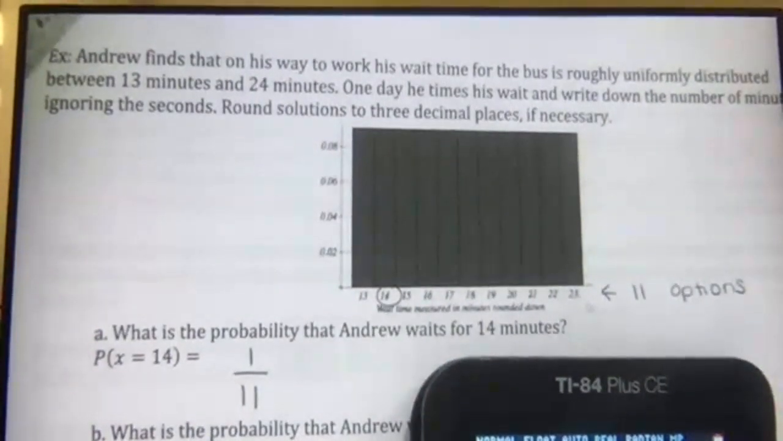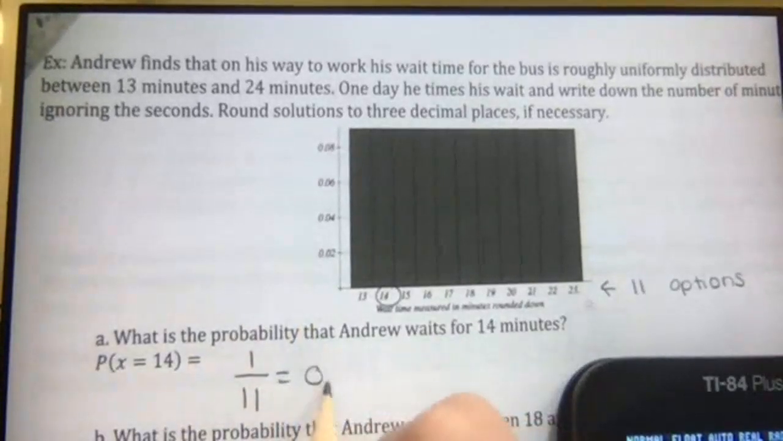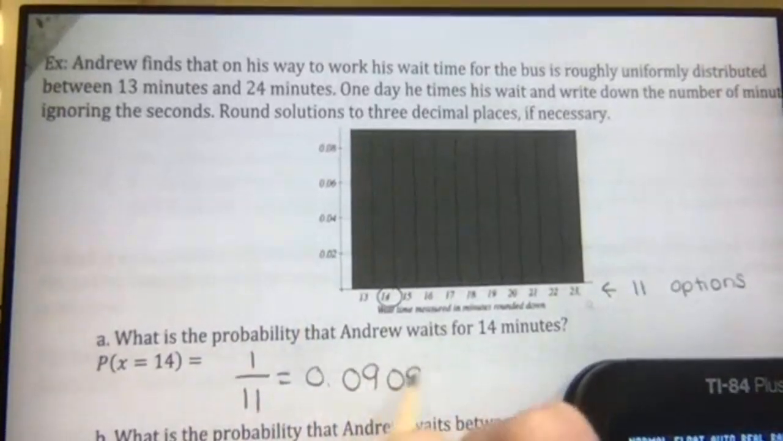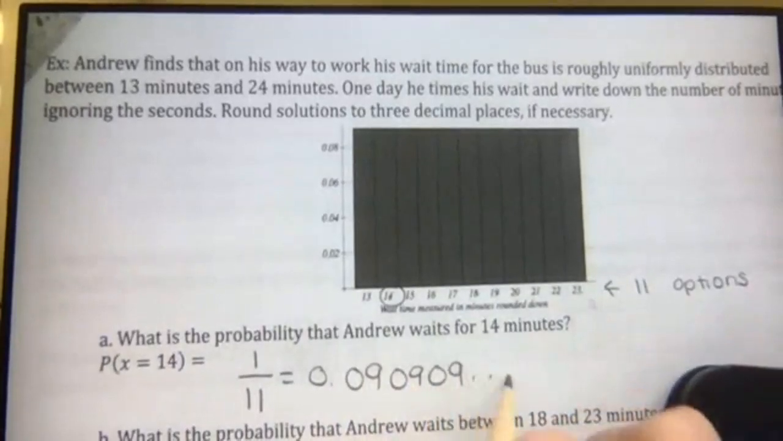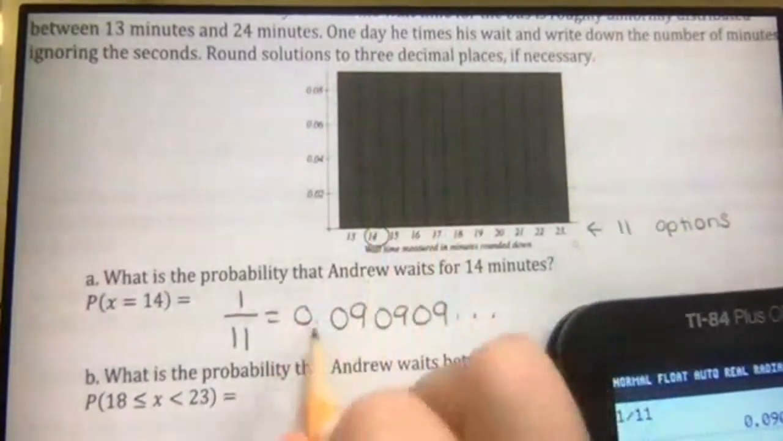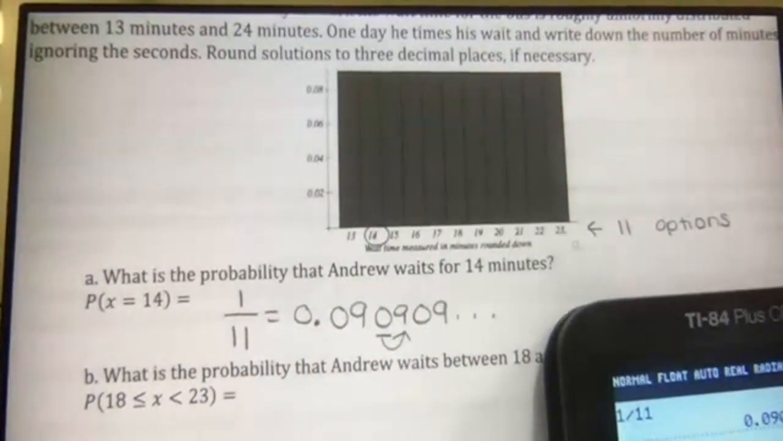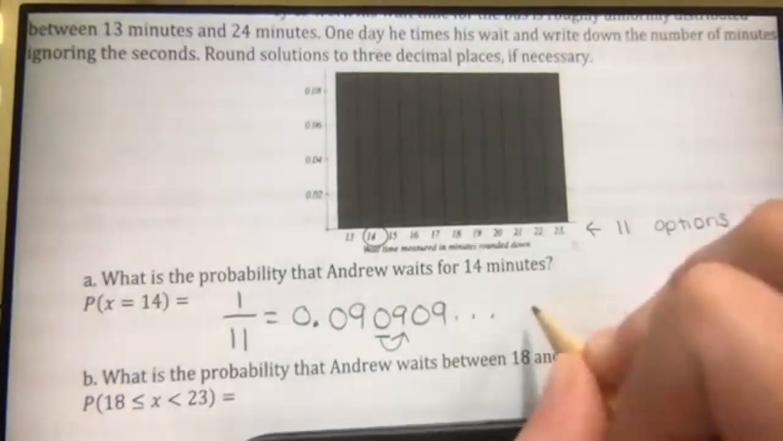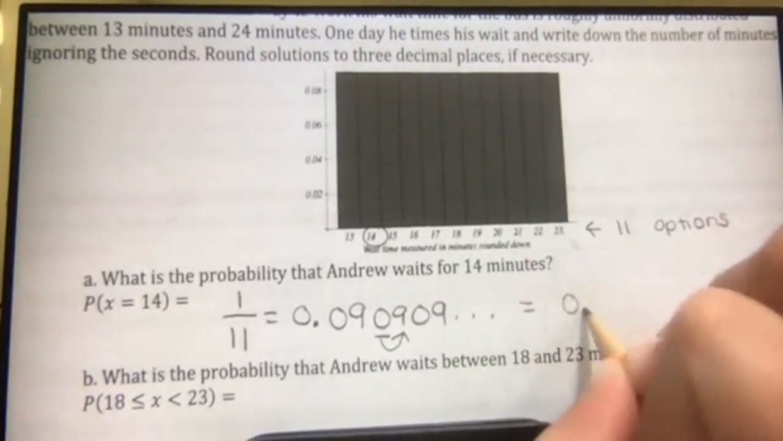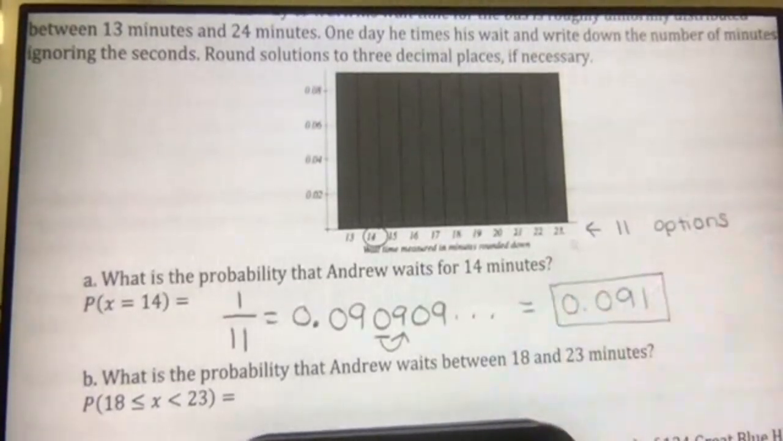One divided by 11 would give us 0.090909 and so on. It tells us to round to 3 decimal places. So looking at the third number after the decimal, 1, 2, 3, looking at this 0. Looking next door is a 9. It's 5 or higher, so it rounds up. So that 0 is going to round up to about 0.091.